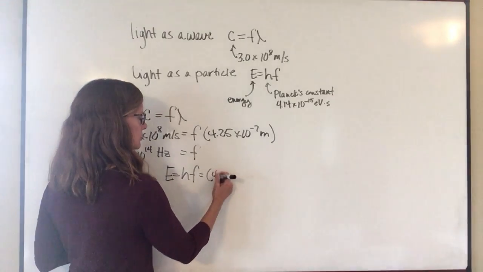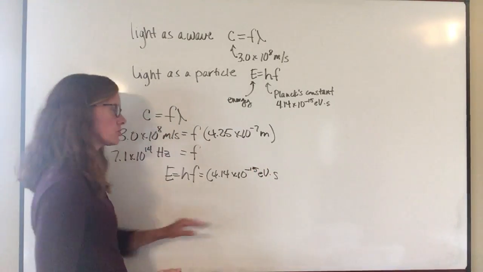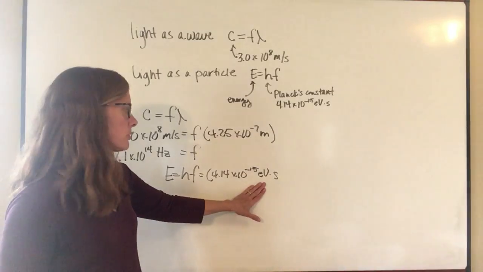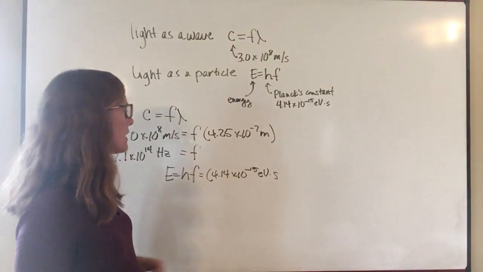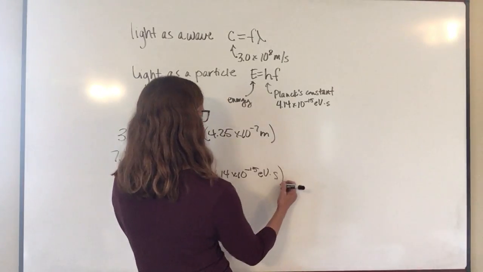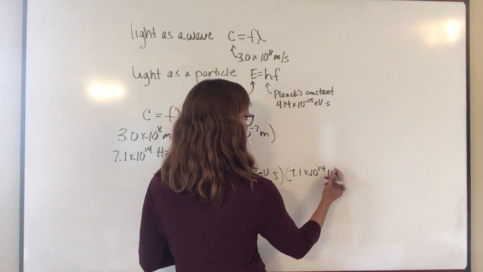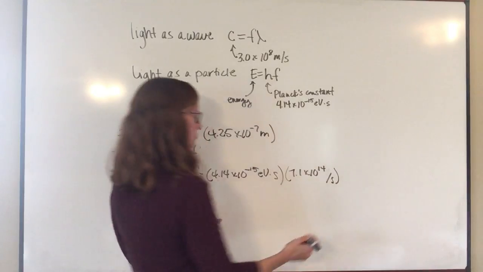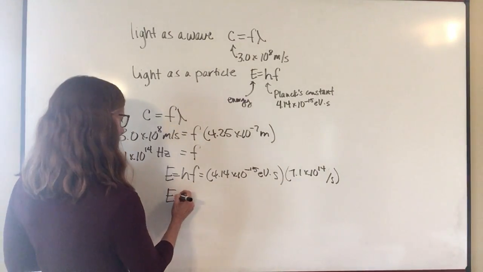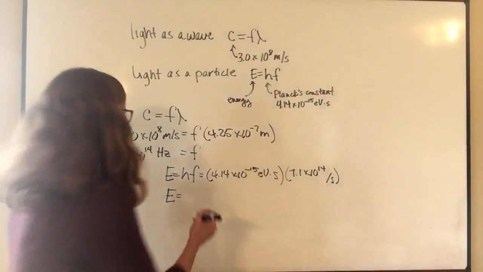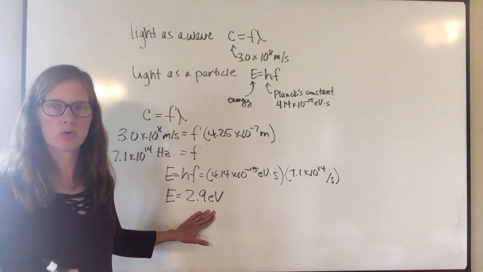Planck's constant is 4.14 times 10 to the minus 15th electron volt seconds. Now an electron volt is just a unit of energy. It's kind of like a joule, except when we're talking about photons of light, a joule would be way, way, way too big. An electron volt is much smaller, and so that's why we're using that unit instead. So h times f, I already calculated the frequency was 7.1 times 10 to the 14th, and it would be hertz, which is also per second. If I do it per second, then you can see that this second and this second will cancel out, and so that will give me an energy of 2.9 electron volts.